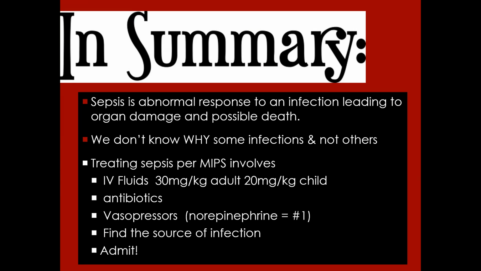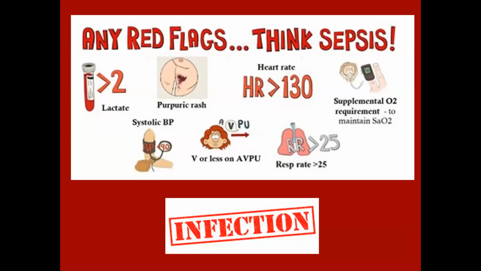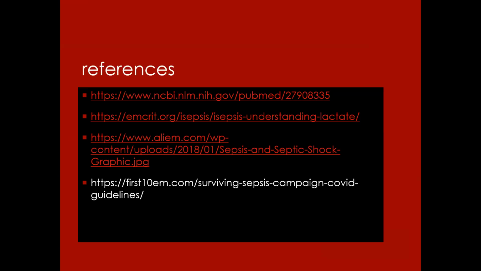Then we also have vasopressors. Notice that we want to start with norepi or Levophed always first. We want to find the source of the infection, and sepsis always requires admission because they'll die without it, right? So here are some red flags, and you have to have these red flags with an infection to be qualified for sepsis. And finally, here are some references.